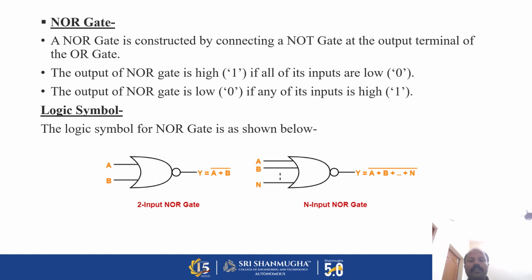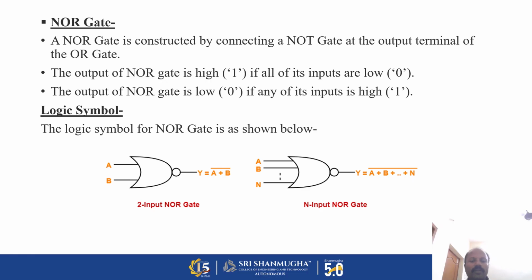This is a NOR gate. It is constructed by connecting a NOT gate at the output terminal of the OR gate. The output of a NOR gate is high if all of its inputs are low. Similarly, the output of a NOR gate is low if any of its inputs is high.